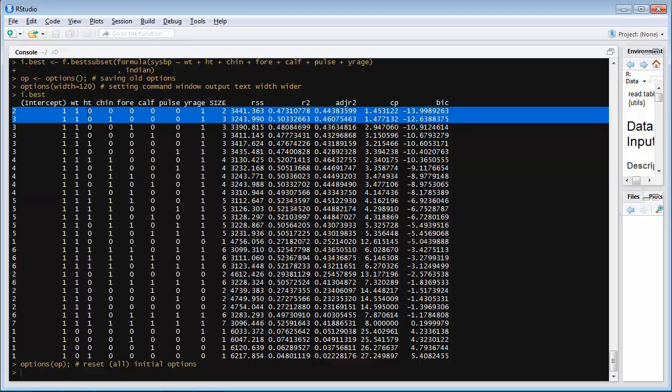The first model had weight and year age, and the second model has weight, year age, and the chin, the skin fold measurement for your chin. And how does it improve the R squared? Well, it increases it by about 3%, from 0.47 to 0.50. And they both basically have the same CP statistics.